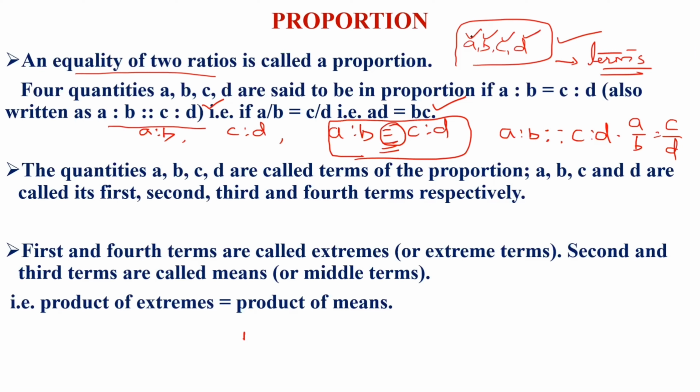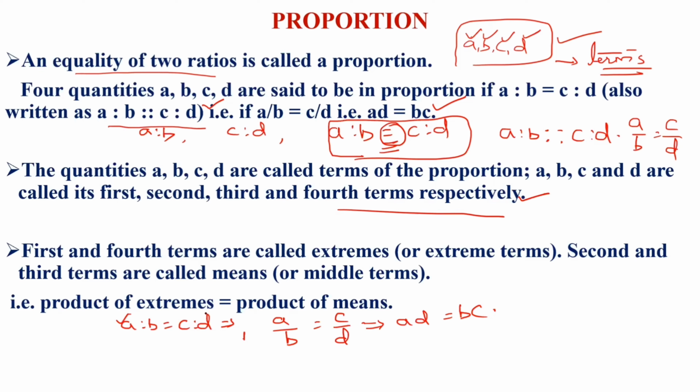where A is called the first term, B is called the second term, C is called the third term, and D is called the fourth term. A is to B is equal to C is to D. That can be written as A by B is equal to C by D. And this gives AD is equal to BC.